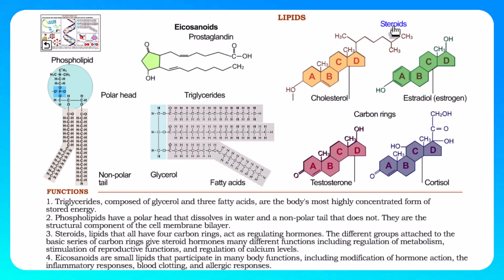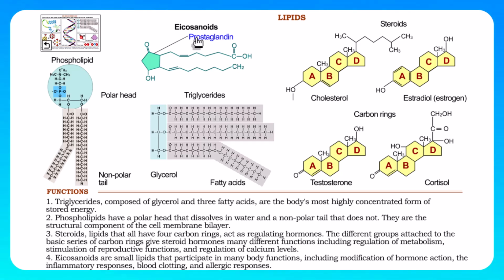Steroids, such as cholesterol, estradiol or estrogen, testosterone, and cortisol, are lipids that all have four carbon rings and act as regulating hormones. The different groups attached to the basic series of carbon rings give steroid hormones many different functions, including regulation of metabolism, stimulation of reproductive functions, and regulation of calcium levels.